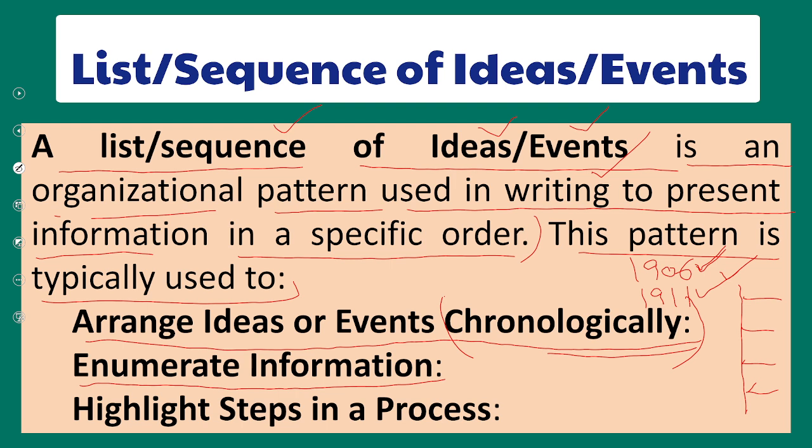Enumerate information. This organizational pattern enumerates the information. When we read a paragraph, in one paragraph there has to be one idea, and when we read the second paragraph there also has to be a second idea, and when we read the third paragraph there has to be a third idea. When the organizational pattern is followed, the reader finds it very easy to deduce information from such text.